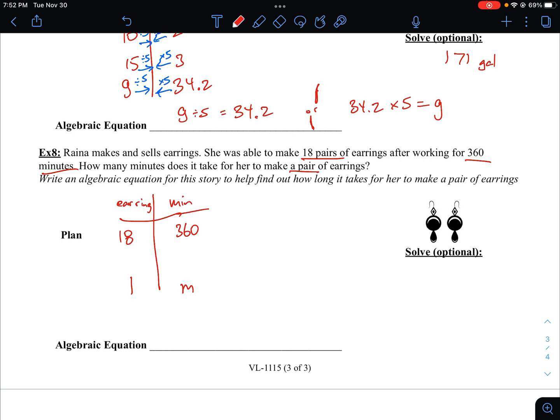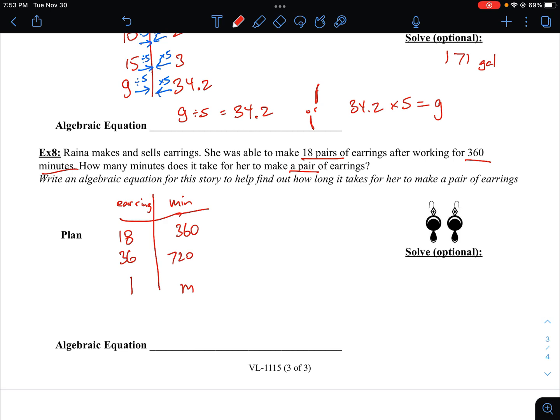I don't know how to get from here to here. So if it's not obvious to you which operation you are supposed to use, like 18 to 360, you're obviously multiplying by something, but what? Or 360 divided by what equals 18? This is what you can do. Let's say I double the number of earrings, which is like 36 earrings. How much would that take? Well, that would be double of 360, right? That would be like 720 minutes to make twice the amount.